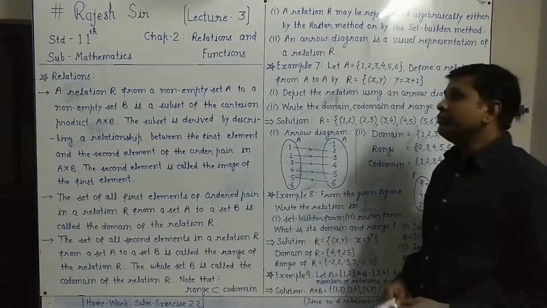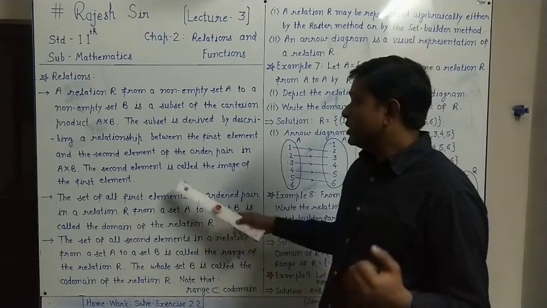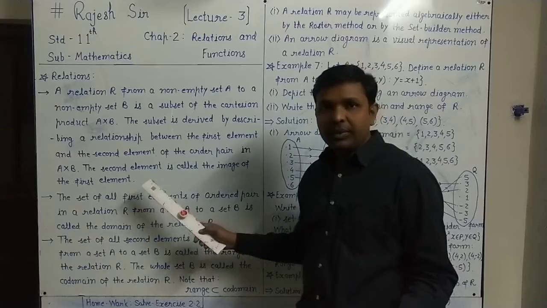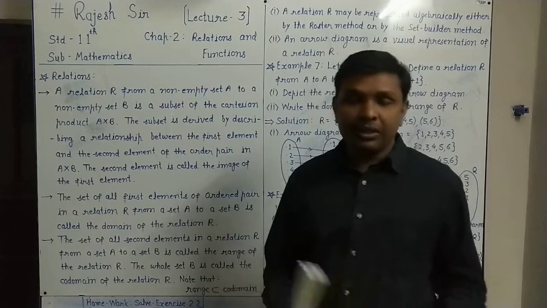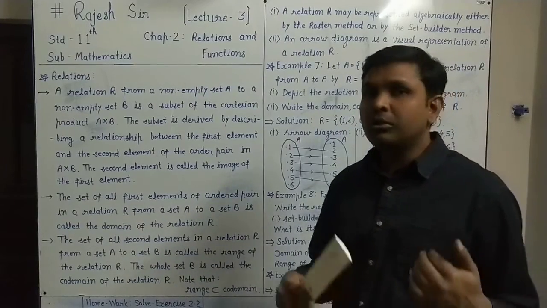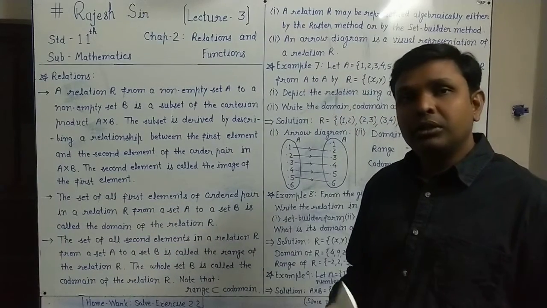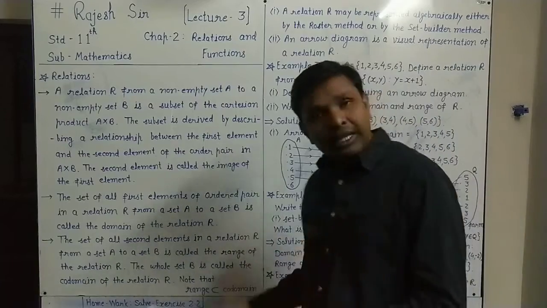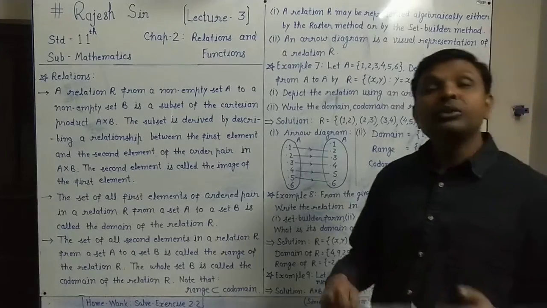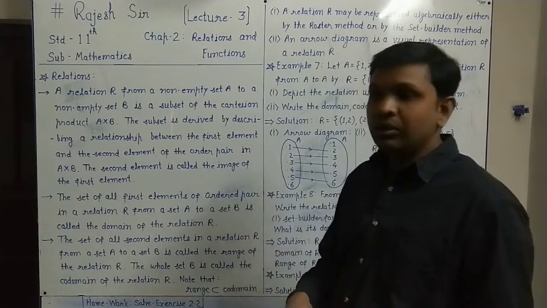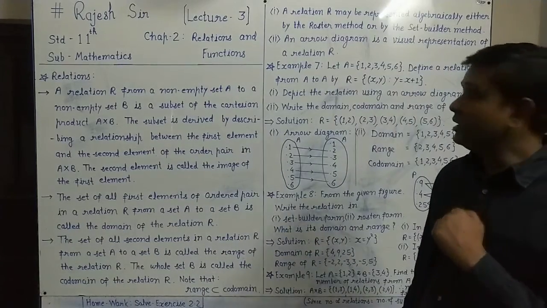So in this portion we understood what a relation is. It is a subset of the Cartesian product A cross B. The second element is called the image of the first element, and there will always be a relation between the first and second element, that is called a relation. The set of all the first elements in the relation R is called the domain. The set of all the second elements in the relation is called the range, and the whole set B, the other set, is called the codomain. Therefore, range is a subset of codomain.